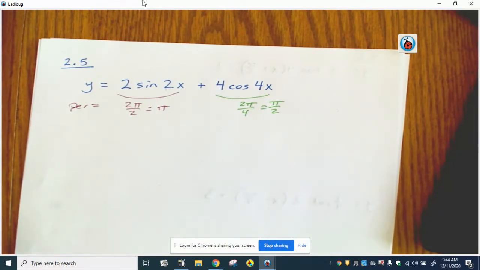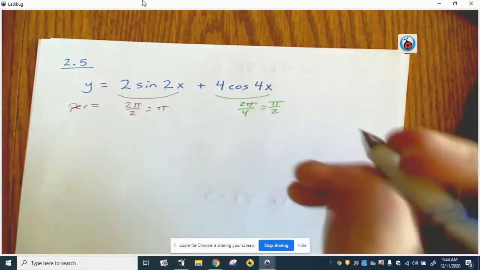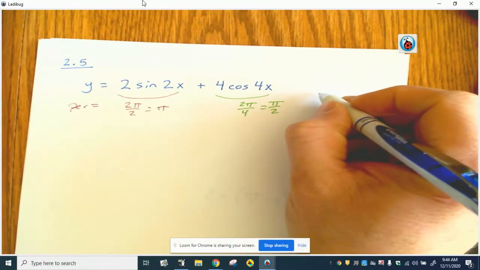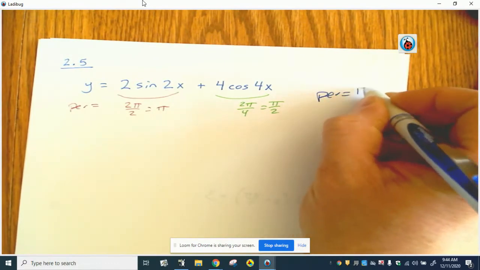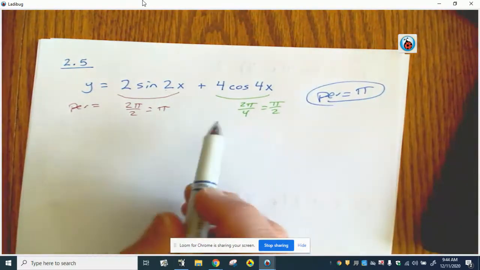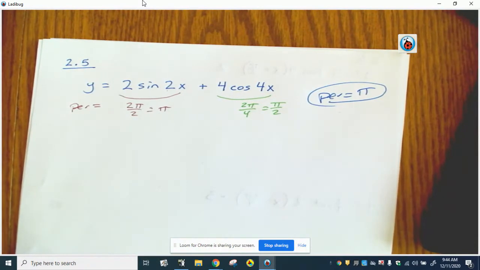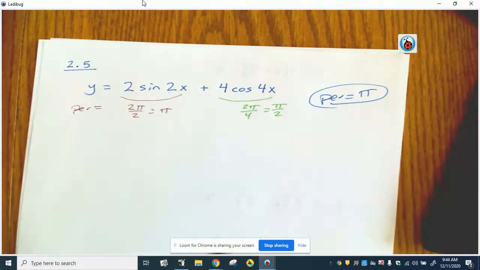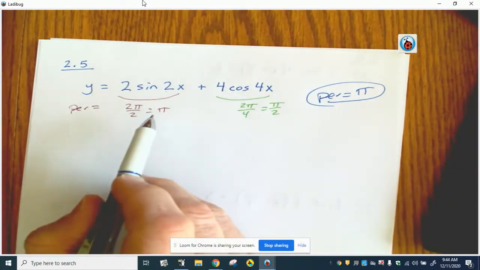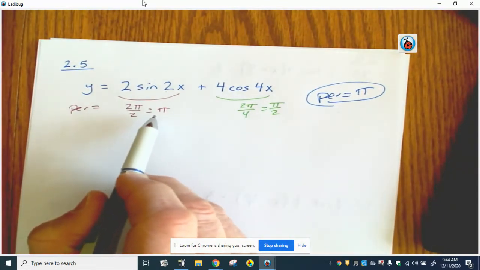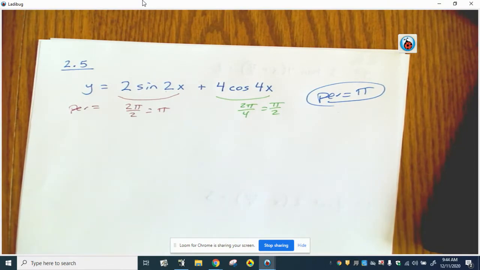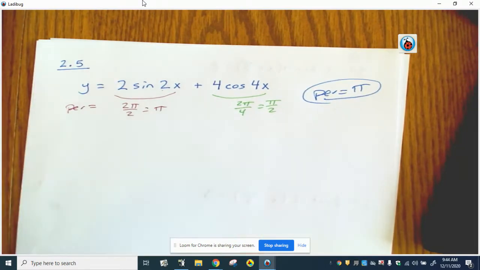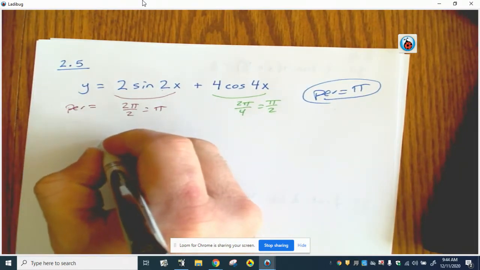So the period of the whole thing is going to be the first time they overlap. So the period is going to be 1 pi. Remember, it's kind of like a greatest common or least common multiple, common denominator type of thing. So the first thing I would do when you find the overlap is I like to do the bigger one first. Okay, so I would put my axis in.